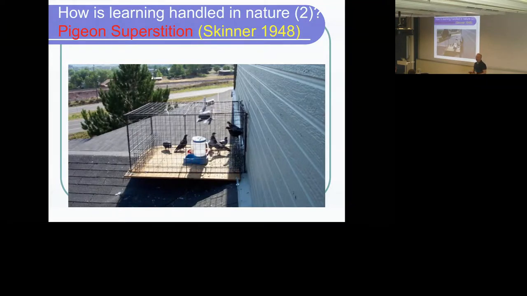So we see here two types of animals. We see the rats that learn something very useful, and we see the pigeons that learn something very stupid, and we want to understand what makes the difference here, so maybe we can learn the lesson and not repeat these mistakes when we are trying to learn. So what is the difference between those two types of learning?